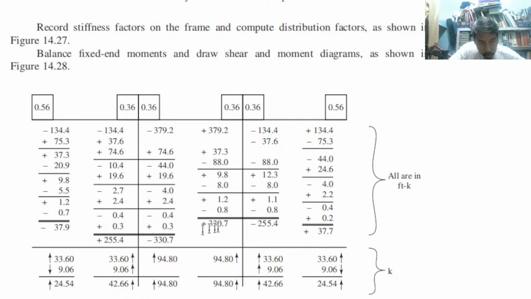So therefore, we have 24, 42, 94, 94, 42, and this one. Just like this. This is our shear. So these are in moment. Shear and moment, how to look into these.